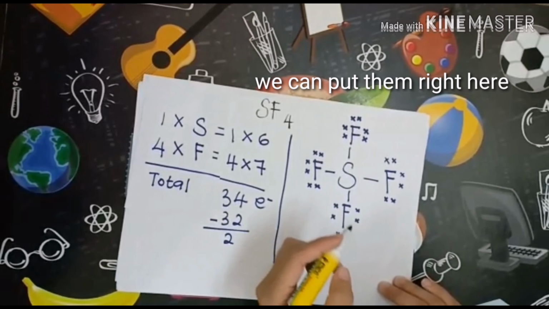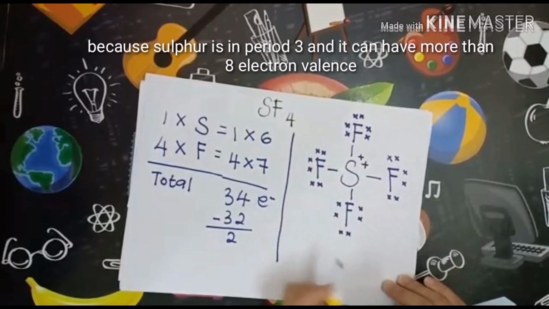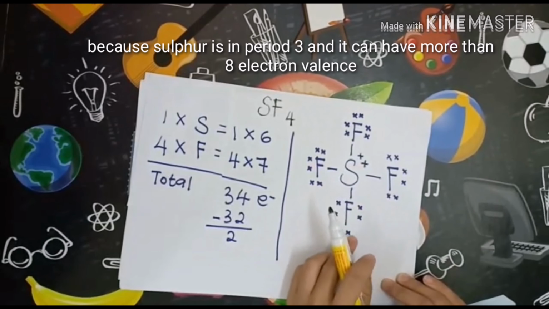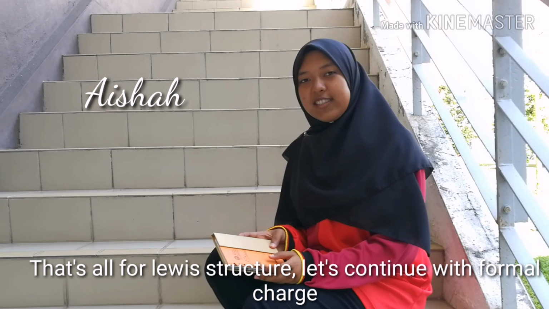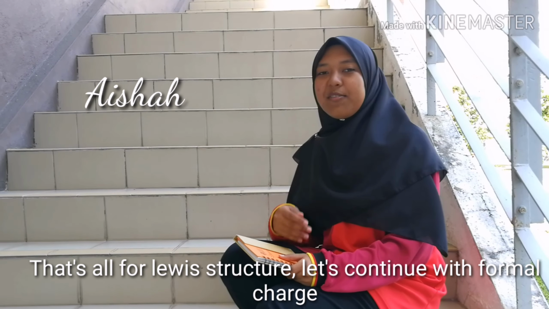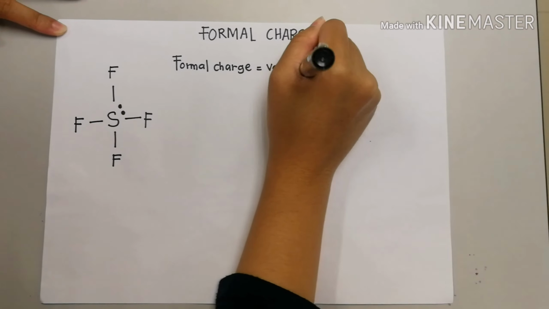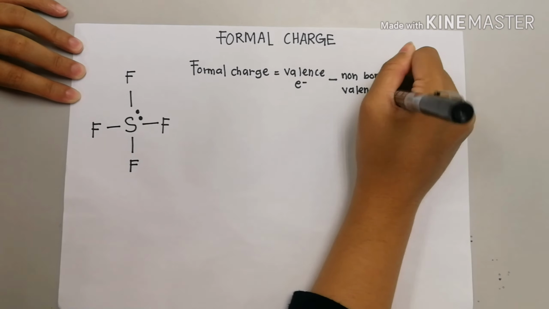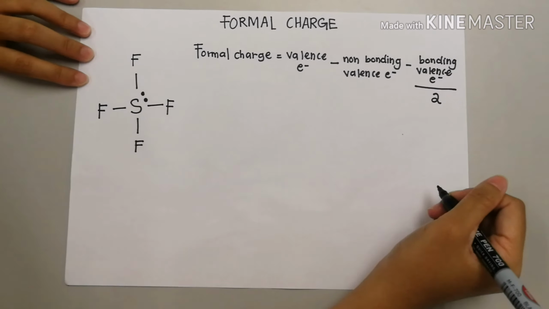We can put them right here because sulfur is in period 3 and it can have more than 8 valence electrons. That's all for the Lewis structure. Now, let's continue with formal charge. The formula of formal charge is valence electrons minus non-bonding electrons minus bonding electrons divided by 2.